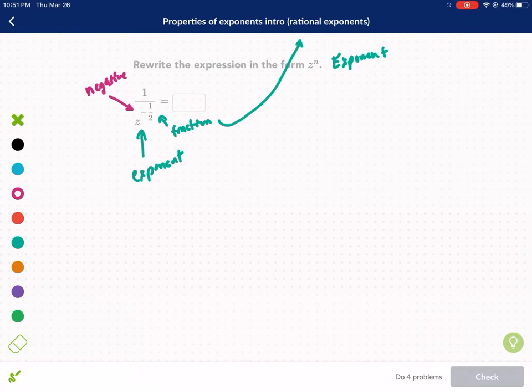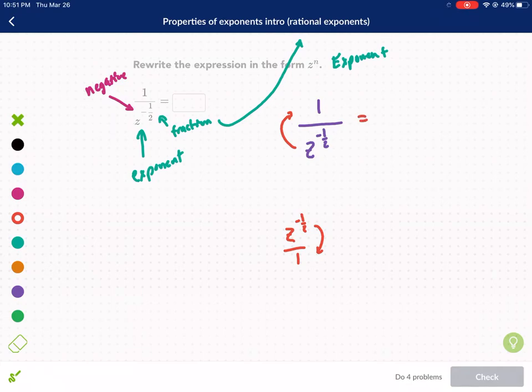So if we have 1 over z to the negative 1 over 2, the first thing we need to do is get rid of this negative exponent. The easiest way to think of it is if it's negative in the bottom, it will go to the top. And if we had z to the negative 1/2 over 1, if it's negative in the top, you can move it to the bottom to become positive.